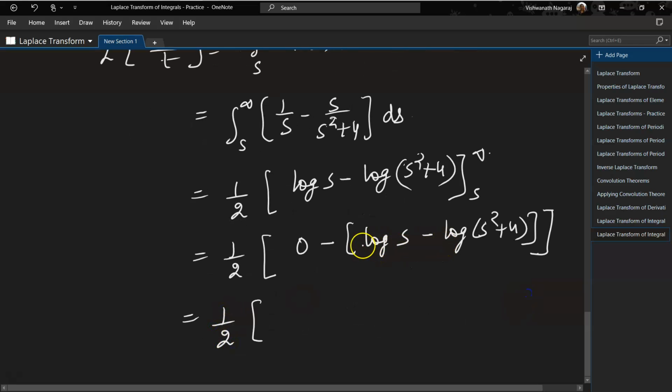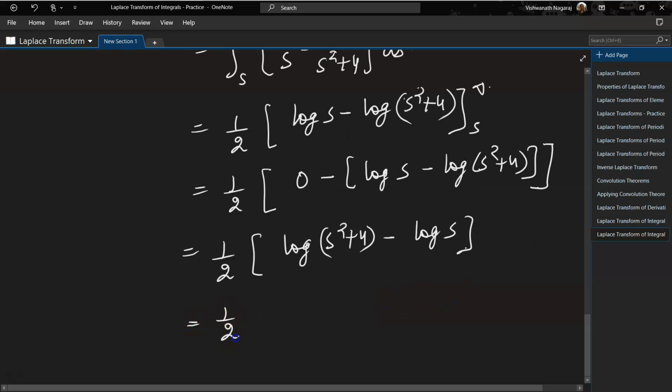This becomes plus, this becomes minus. So let's exchange. So log of s square plus 4 minus log s, which is equal to 1 by 2 log of s square plus 4 by s. That is the Laplace of sine square t by t.